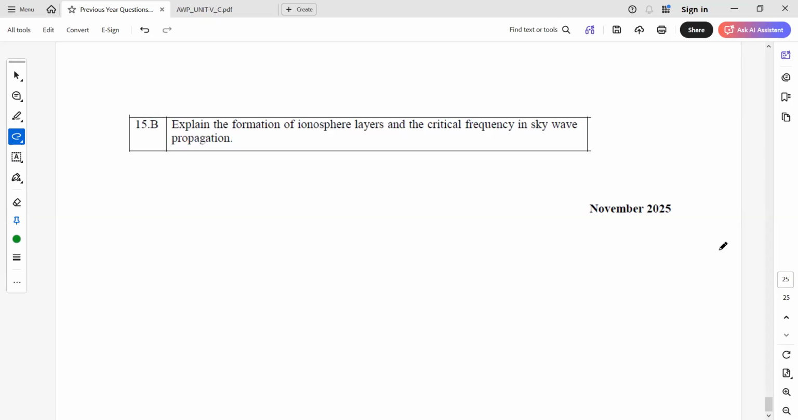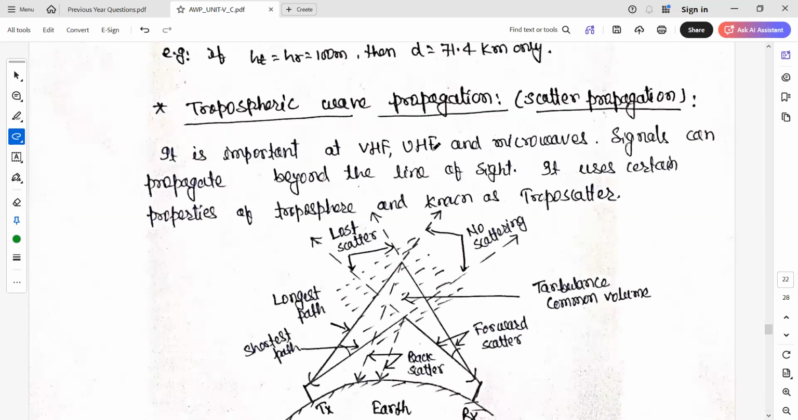Next question is: explain the formation of the ionosphere and critical frequency in the sky wave. This question we have already seen, how the formation of ions takes place. You have to explain the same thing as well as the different layers, and you have to derive the critical frequency, f equal to 9 times root of Nm, where Nm is the maximum density.